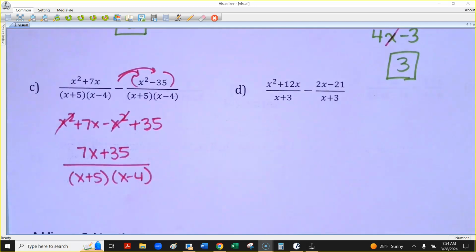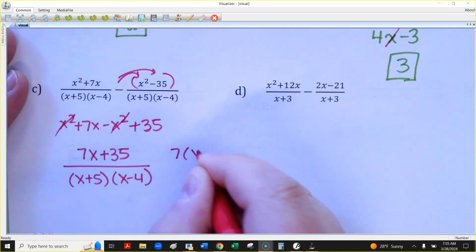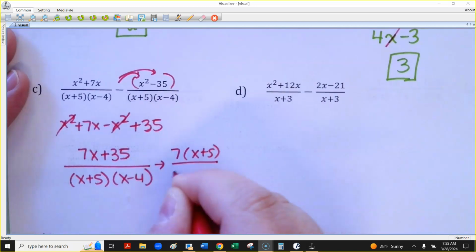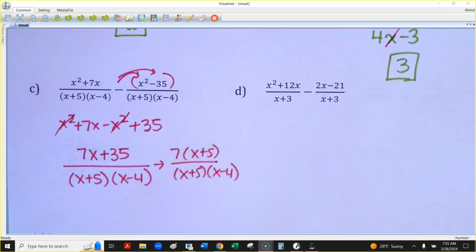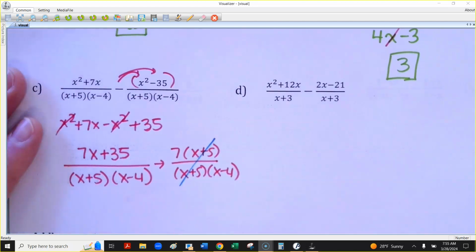Can I factor the top of that in any way, just to check to see if anything else cancels out? Do 7x and 35 have anything in common? 7. Okay, what would you have? If you took a 7 out, what would you have left? Perfect. All right, now, we got product on the top, right? If I do that, and then we got x plus 5, x minus 4. So actually in this question, these guys are going to cancel each other out. So that's all gone, and we'd have a 7 left on the top, x minus 4 on the bottom.